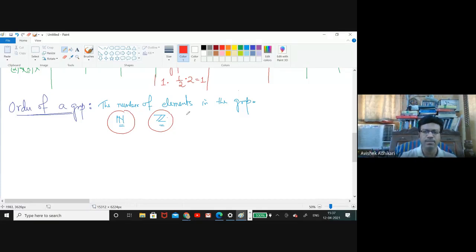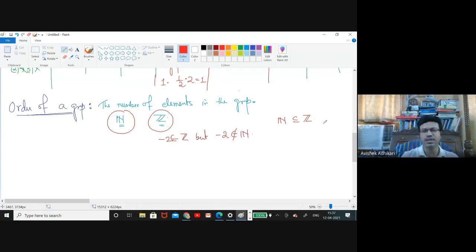For example, very easily you can say that minus 2 belongs to Z, but minus 2 does not belong to N. So all elements of N must be within the set Z, right?